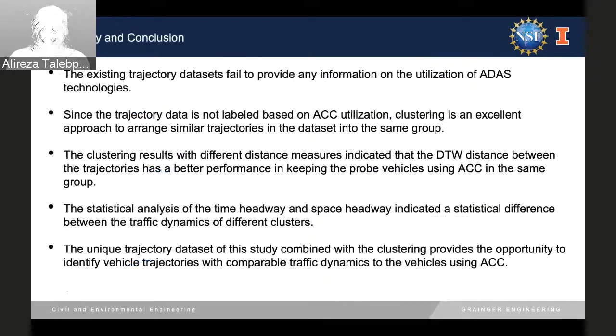So to sum this up, we tried to address a challenge in the existing trajectory data by introducing a new data set and proposing a potential approach to detect ACC-driven vehicles in the system. Since the ACC-driven vehicles are not labeled, we decided to use unsupervised learning to find which direction is the right way to go. The clustering results with different distance measures indicated that dynamic time warping is probably the best approach, and there's a very good reason for that.